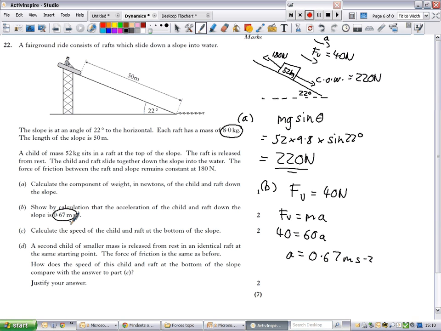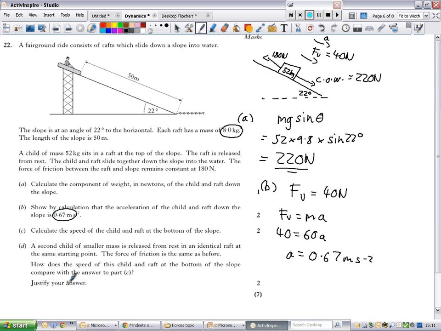Calculate the speed of the child and raft at the bottom of the slope. Again, as with the previous question that I showed you, it's equations of motion. Write down SUVAT and solve for whatever is missing. I think it's v squared equals u squared plus 2as that you use there, but I'm not wanting to go through too much of equations of motion. We'll just skip on to this second part here.